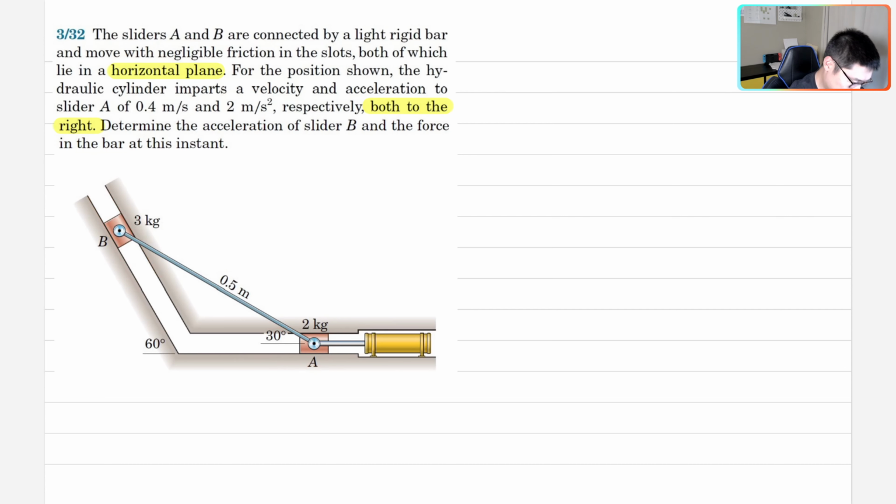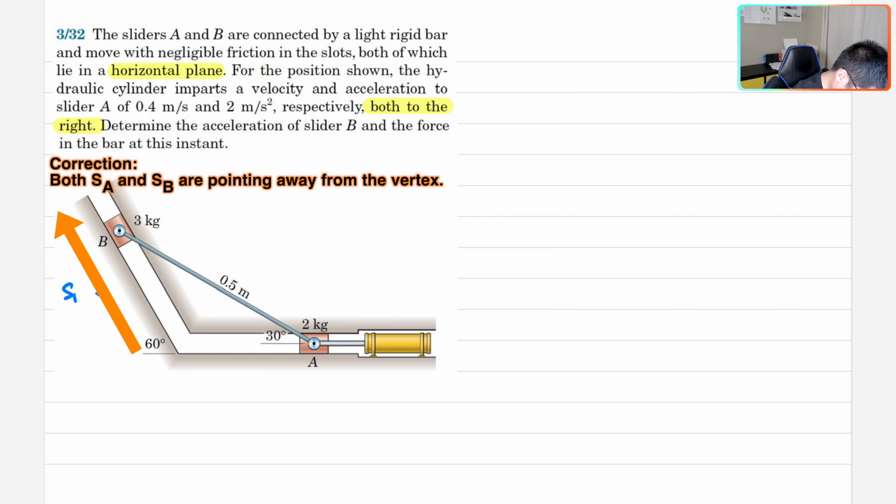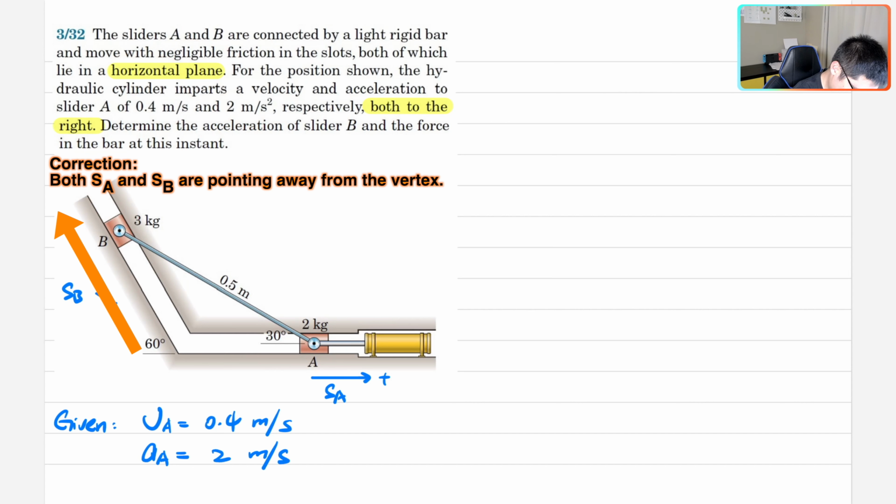Therefore, we can define a positive direction. We'll say this direction would be our SB positive, and A, on the other hand, will go to the right horizontally. This is our SA positive direction. We were given the velocity of A as 0.4 meter per second, and we have acceleration of A of 2 meter per second squared. So it seems like all the information about A is given.